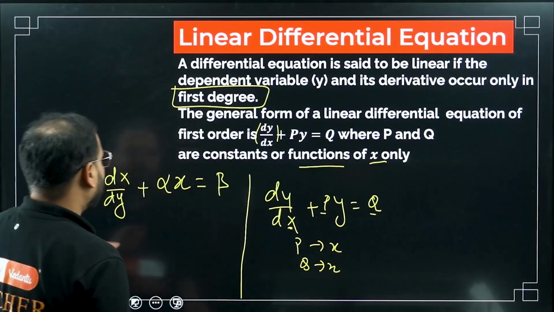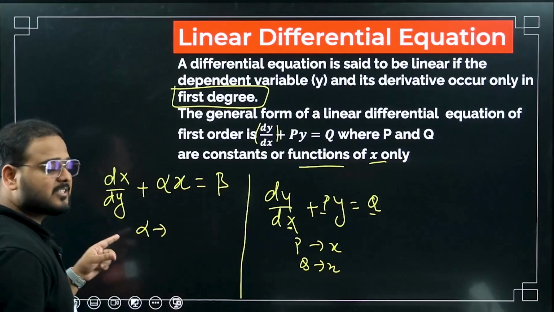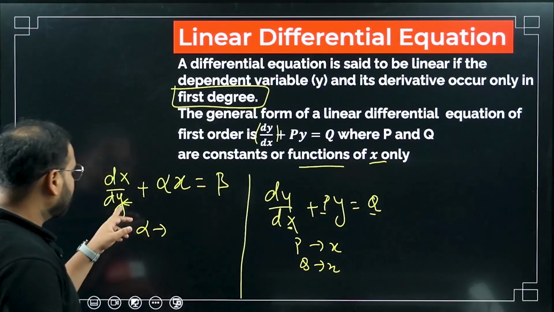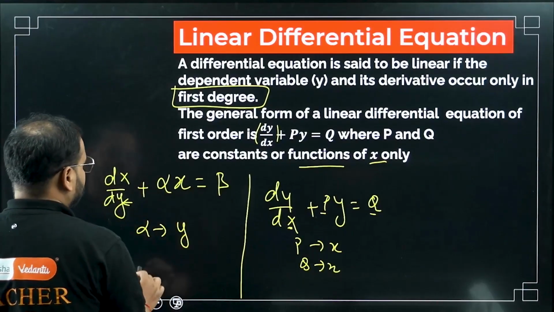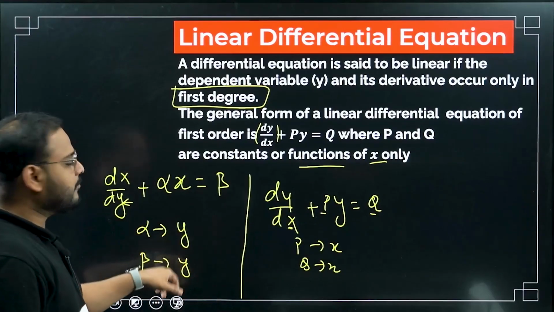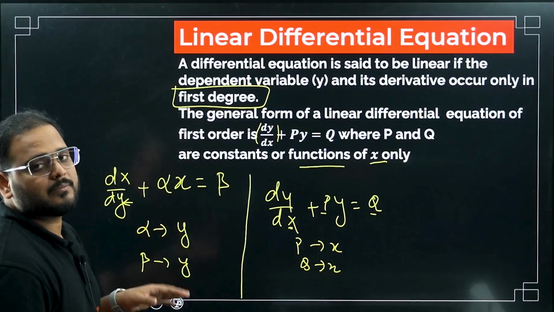What's the condition now? Again, alpha is a function of what? X? No. Check the variable in the derivative. The independent variable will be the function of which alpha and beta will be present. So alpha and beta will be functions of only y. How to know? From the independent variable. So two things to know.